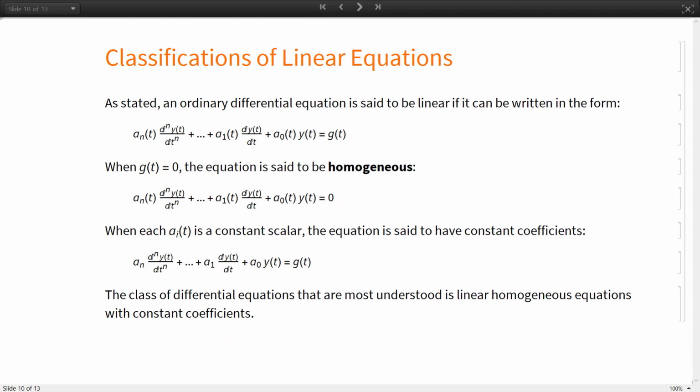As stated on the previous slide, an ordinary differential equation is said to be linear if it can be written in this form. When the g of t term is equal to 0, the differential equation is said to be homogeneous. For example, this is a linear homogeneous differential equation. When each of the a of t coefficients is a constant scalar, the equation is said to have constant coefficients. The class of differential equations that is most understood is linear homogeneous differential equations with constant coefficients.